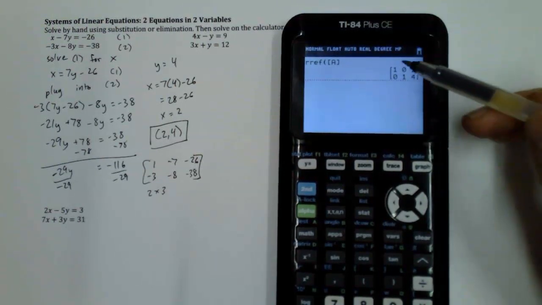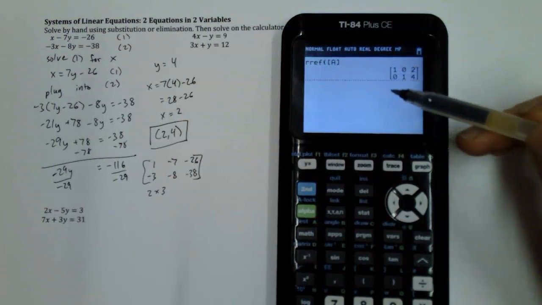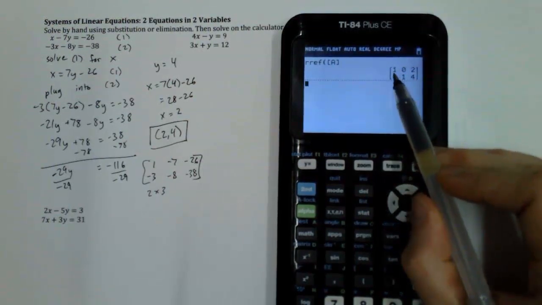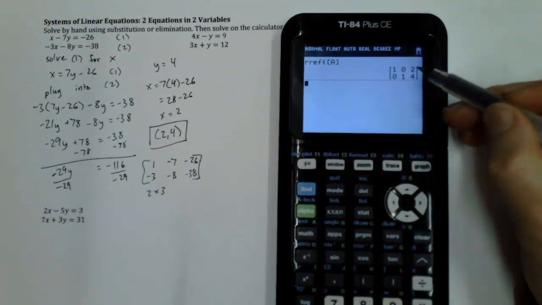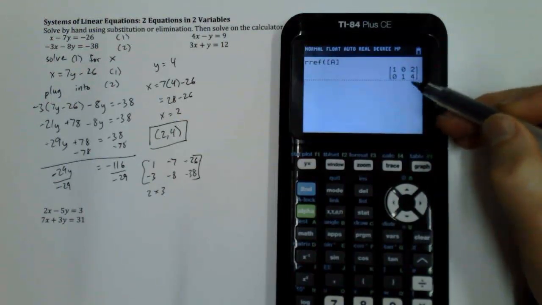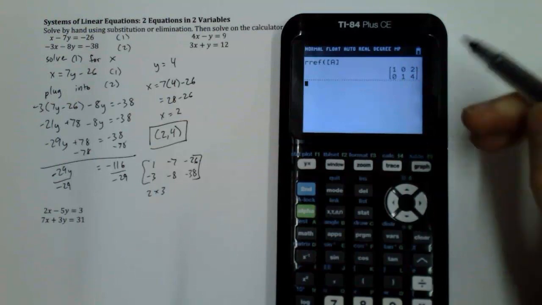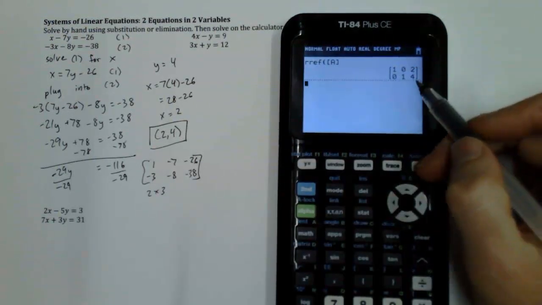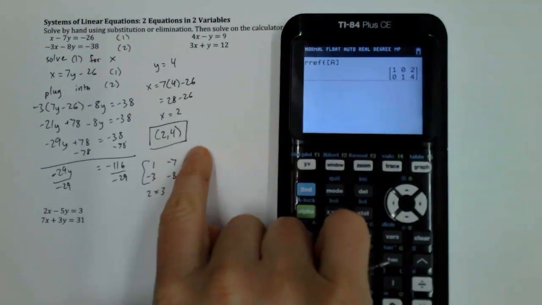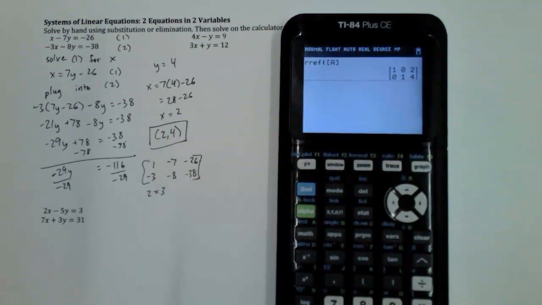Now, my left-hand side here should always be what's called the identity matrix. So in other words, it's going to be 1 and 0, and then 0 and 1. The important thing is this rightmost column. So this final column, you'll notice, is 2 and 4. That first one is always going to be the x, and the second one is always going to be the y. And yes, I do get the exact same thing.